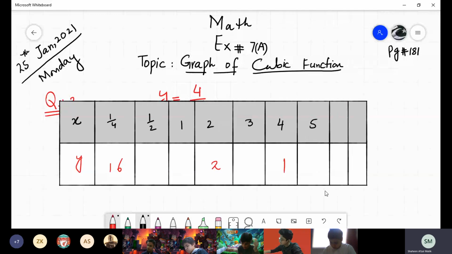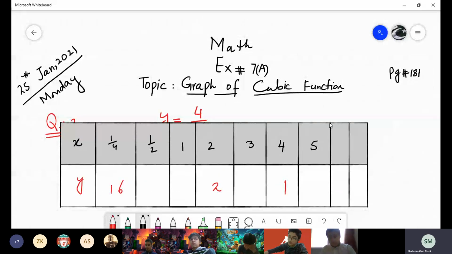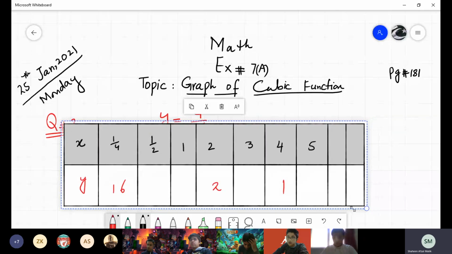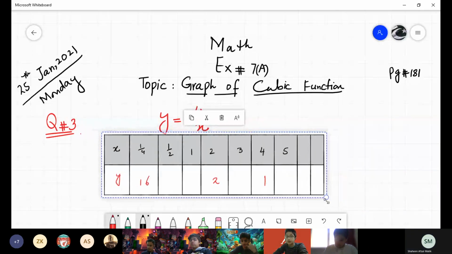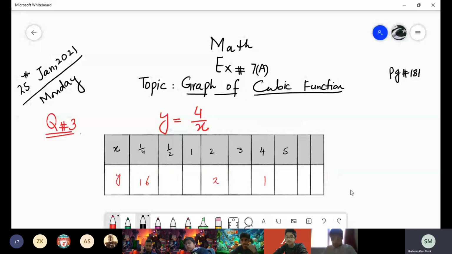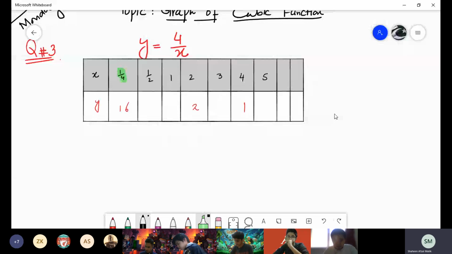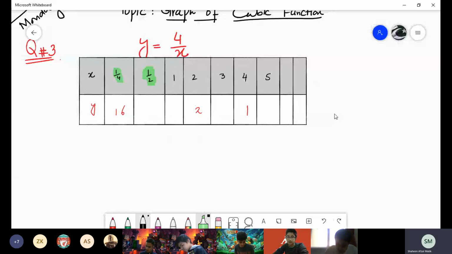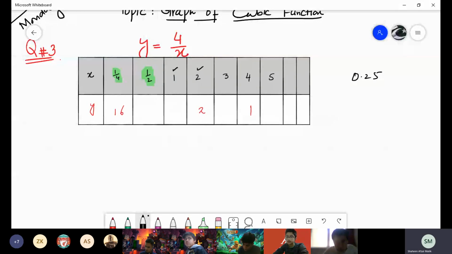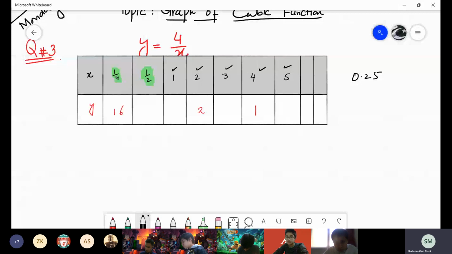So boys, can you do the table directly on the calculator? No, we cannot do it directly on the calculator. Do you know why? Ma'am, because there is no appropriate step given. Yes, the step is not equal. We can see that this is 1 by 4, this is 1 by 2. The difference between these two values is only 0.25. But from 1, 2, 3, 4, 5, they have an equal distance.